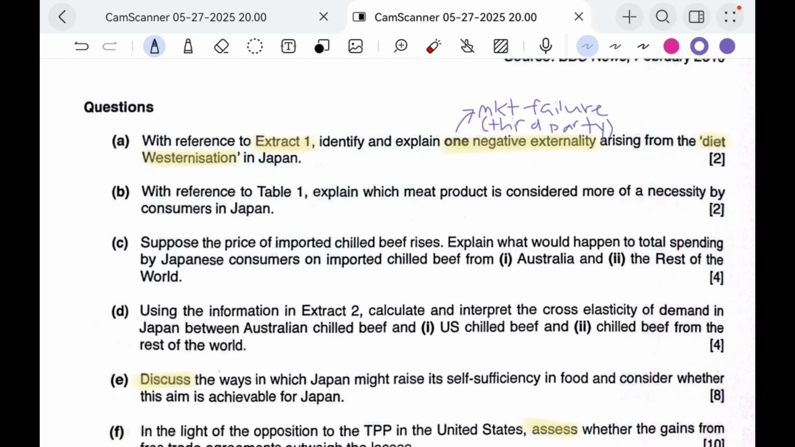So this is a 2 mark. So the identifying will be 1 mark and the explaining will be 1 mark. So identifying would be simple, where you talk about what is the negative externality, but the explaining may be the difficult part, because sometimes it is not so straightforward who is the third party and how they are impacted. So we need to focus on that. Okay, so with that we can go to abstract 1.